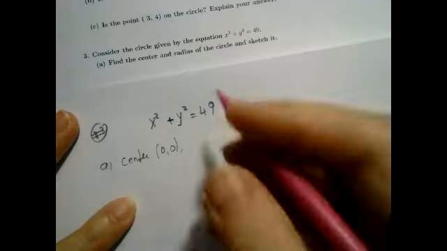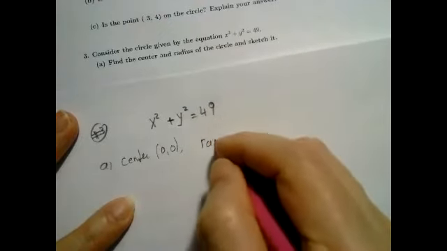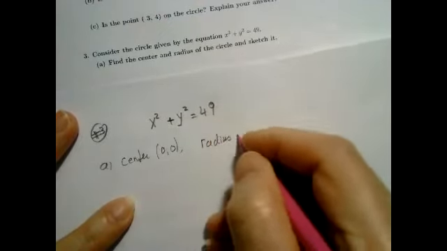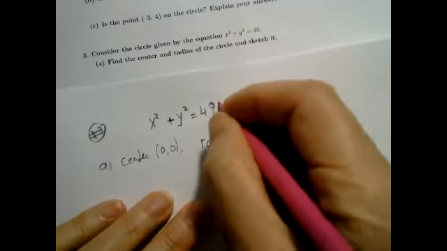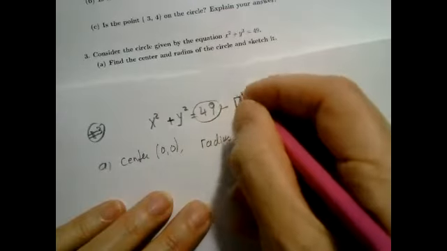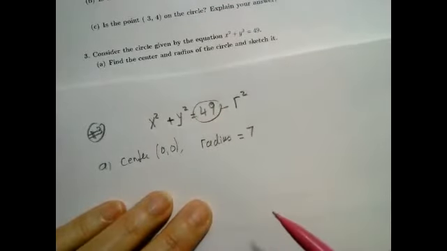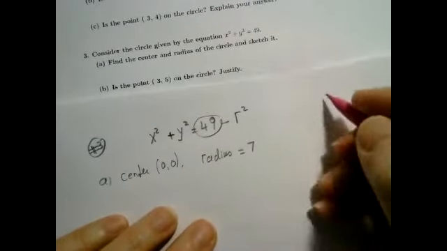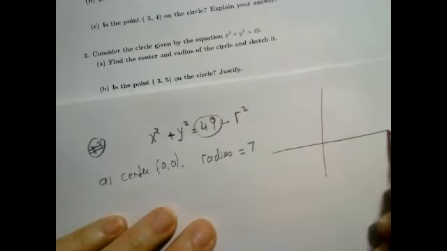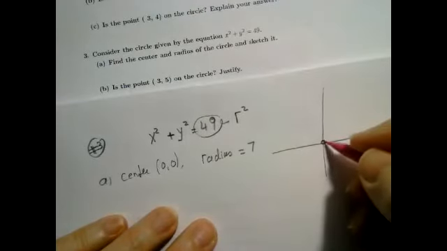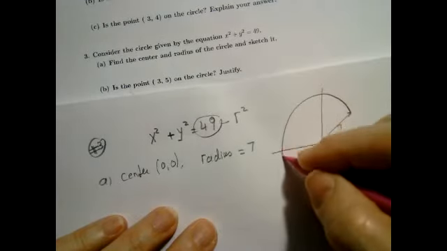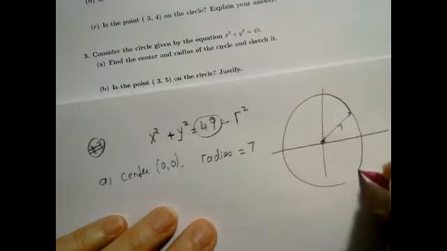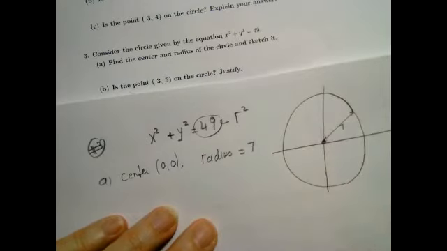Now, what's the radius of this circle? Quickly, the radius is definitely 7 because 49 represents r squared. So the radius is equal to 7. Sketch it means I'm basically sketching a circle centered at the origin with radius 7. So I have all those points. There are a lot of points that satisfy this equation.